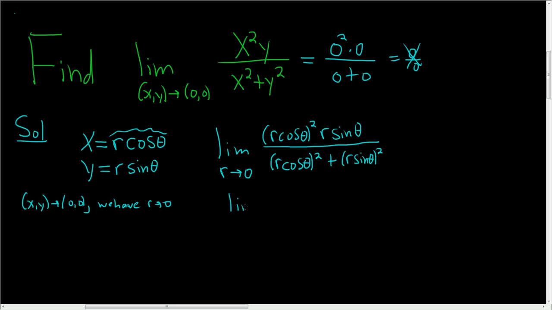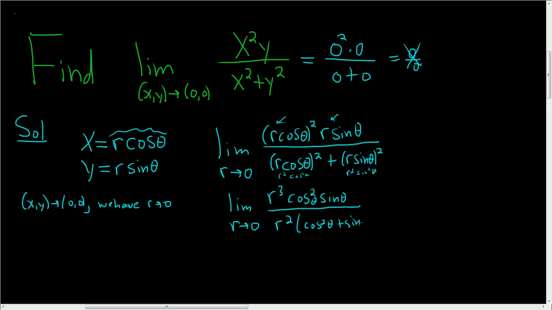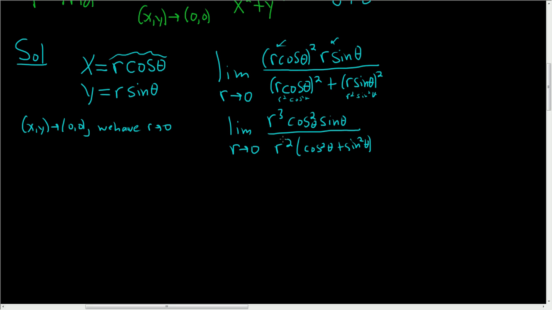We can clean this up. This is the limit as r approaches 0. Here we have r squared and r, so r cubed cosine squared theta sine theta. And in the denominator, this is going to be r squared cosine squared, and this guy here is r squared sine squared. So we can pull out an r squared, skipping some steps here, cosine squared theta plus sine squared theta. Okay, it looks like we lose a copy of r in the numerator, right? So we're left with the limit as r approaches 0 of r cosine squared theta sine theta.